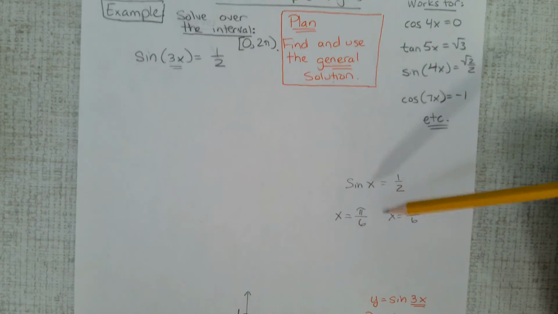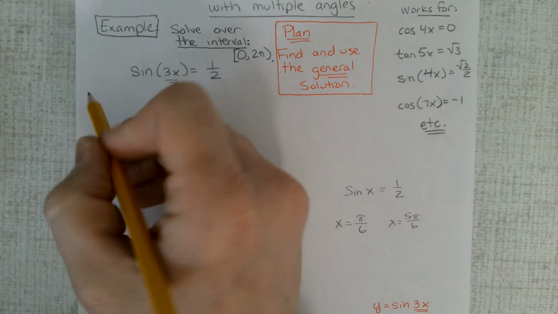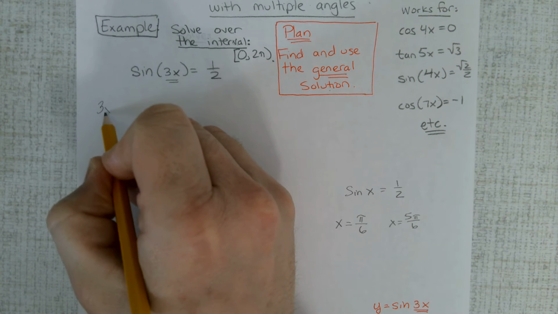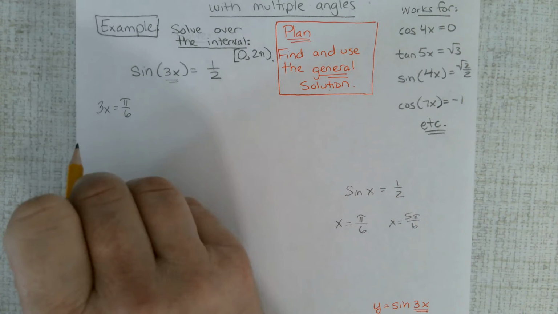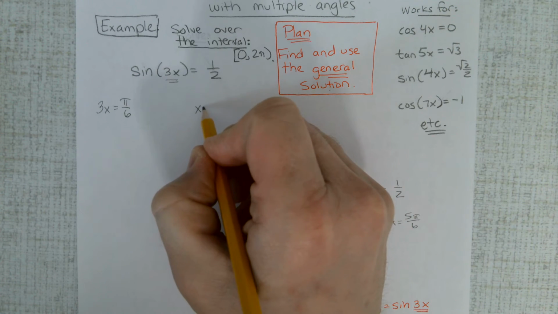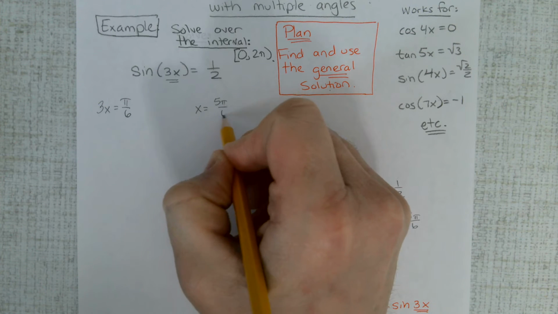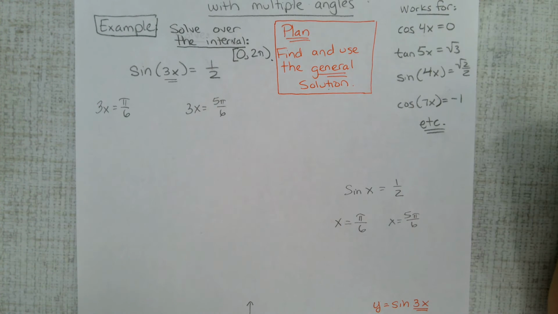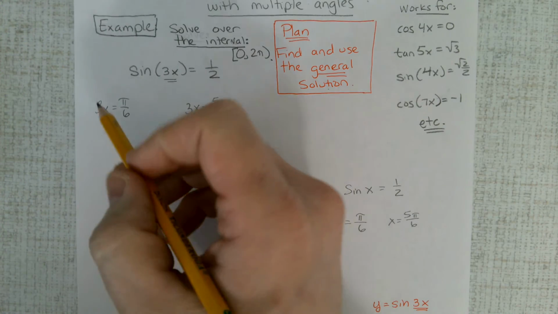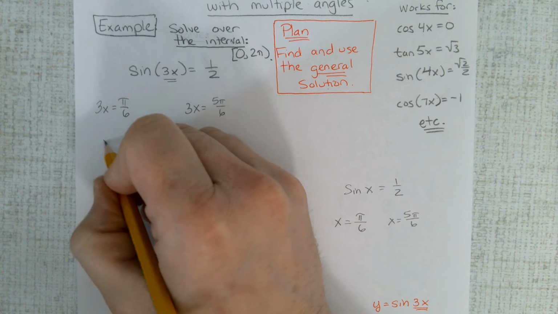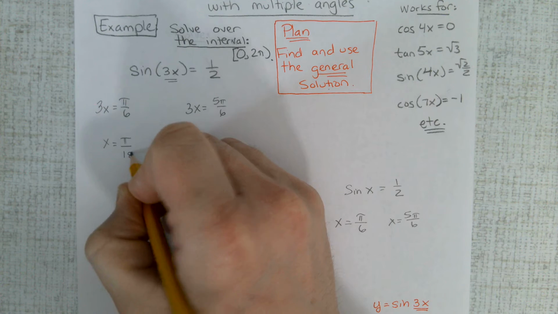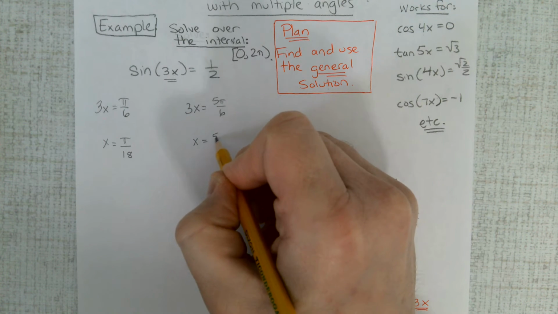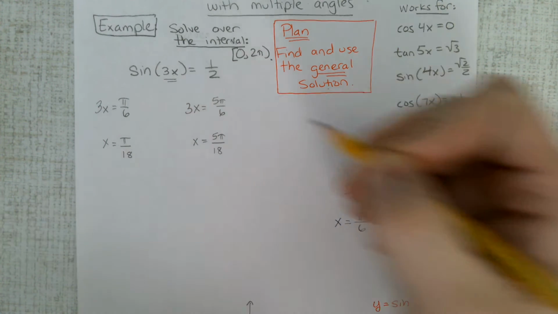Well, how does that apply to here? We do the same thing, but we just bring down the 3x. We have 3x equal to pi over 6, and 3x equal to 5 pi over 6. And then we multiply both sides by a third, or divide by 3, however you want to think about it. And these are our solutions: pi over 18, and 5 pi over 18.